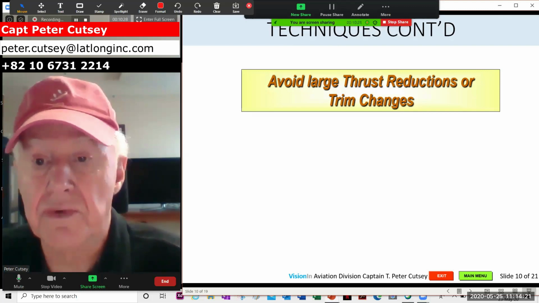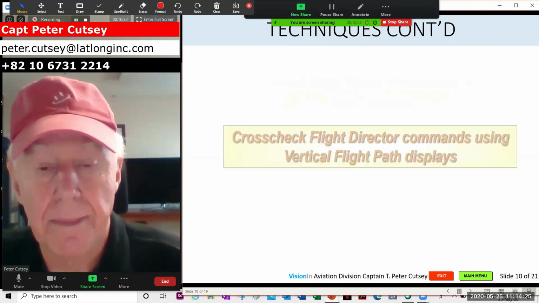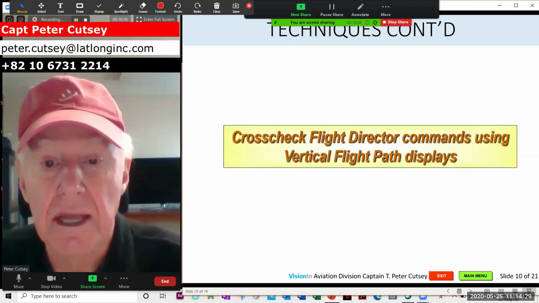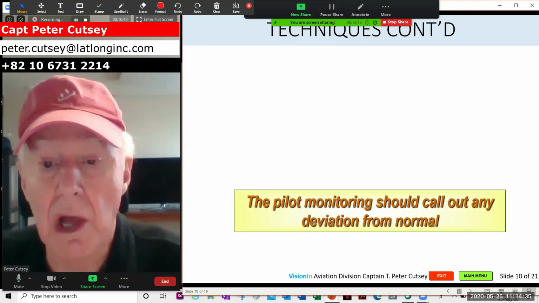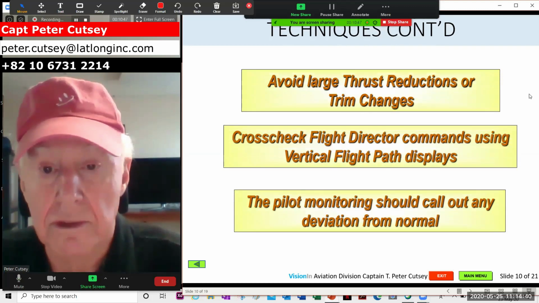Avoid large thrust reductions or trim changes. Cross-check flight director commands using vertical flight path displays. Your IVSI is one of your best tools. Pilot monitoring to call out any deviation from normal. So those factors are very important.